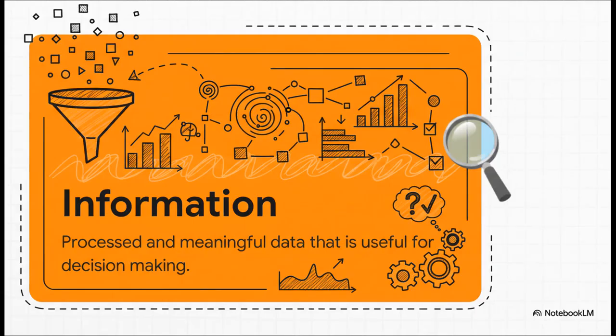But information? Information is where it gets interesting. That's what happens when we give that raw data some context. Suddenly, we know Sharmila's score is 85. See? Now it's processed, it's organized, it's meaningful. And we can actually use it for something, like figuring out the class average.